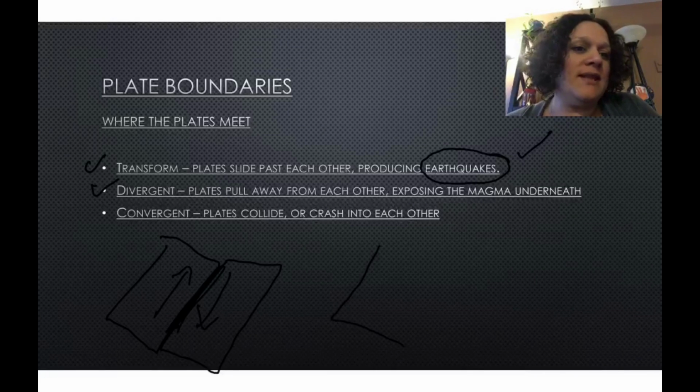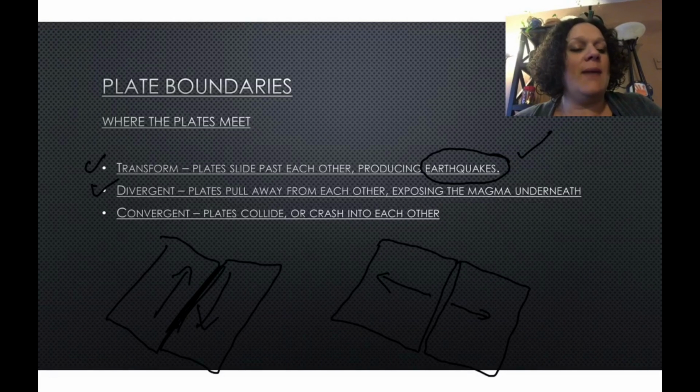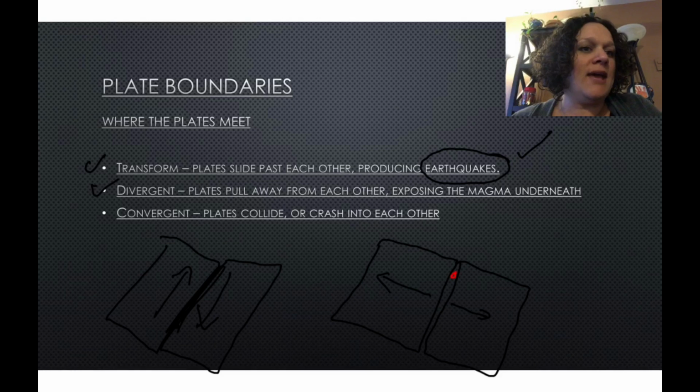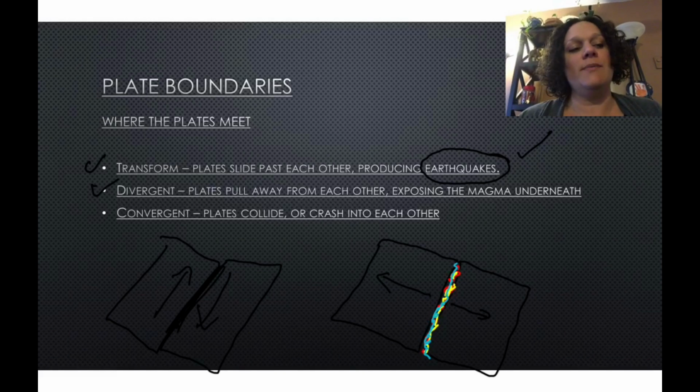Then we have the divergent boundary. So here's my little plates again. Divergent boundaries happen when the plates are pulling apart from each other. They're diverging, becoming two. So what happens is they're spreading apart, and in this space in between, magma is going to be bubbling up and filling in the gaps. And it will cool, and then it will eventually form new crust. Okay? So that's what we call a divergent boundary.